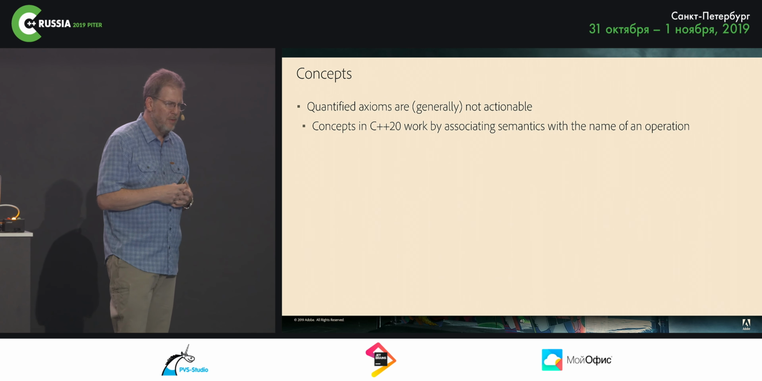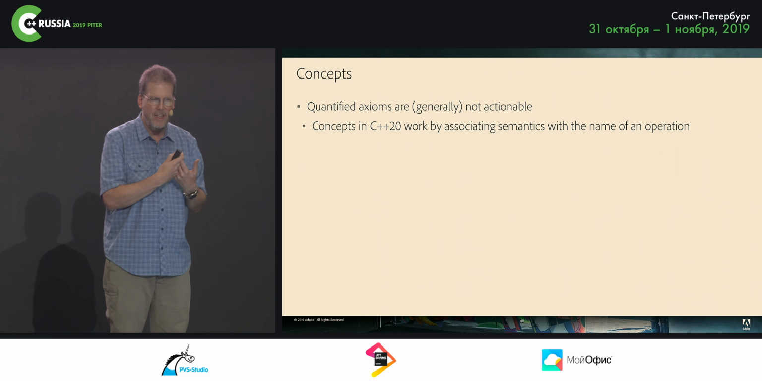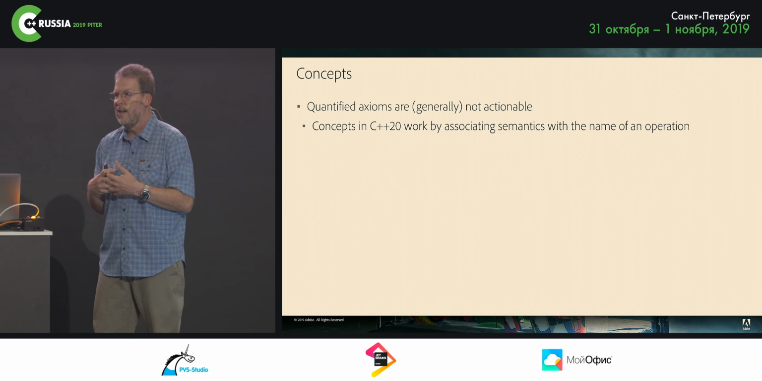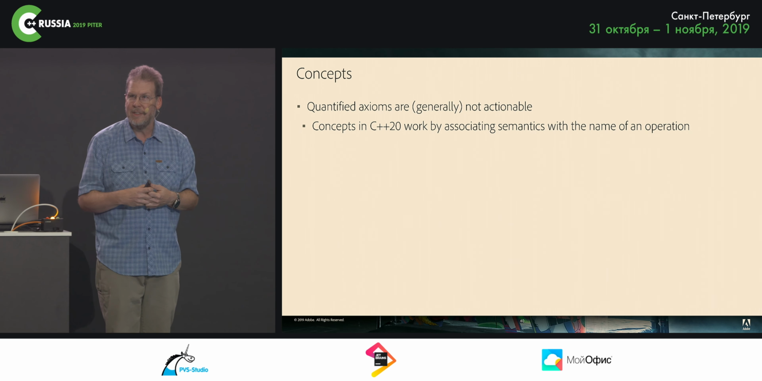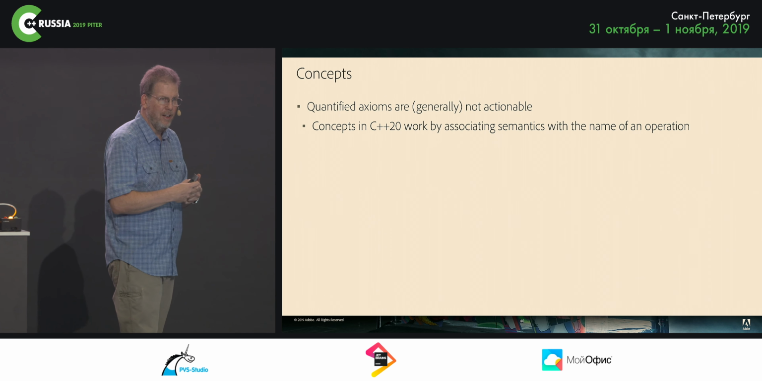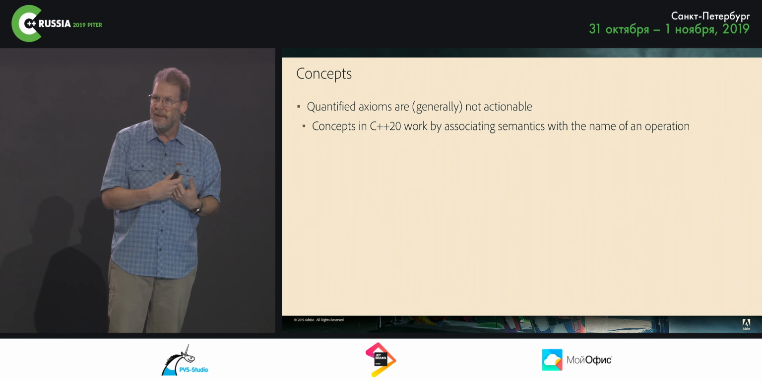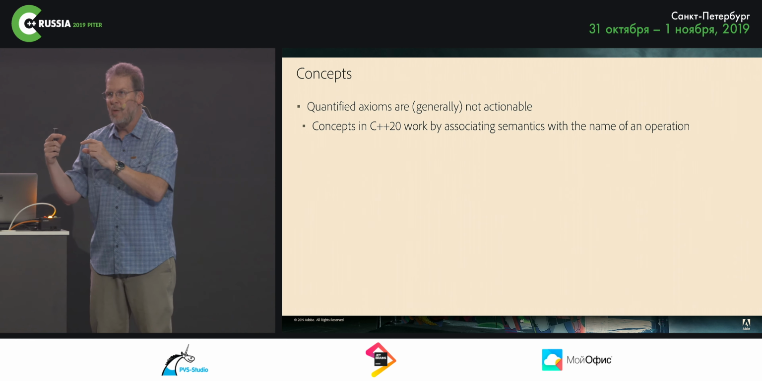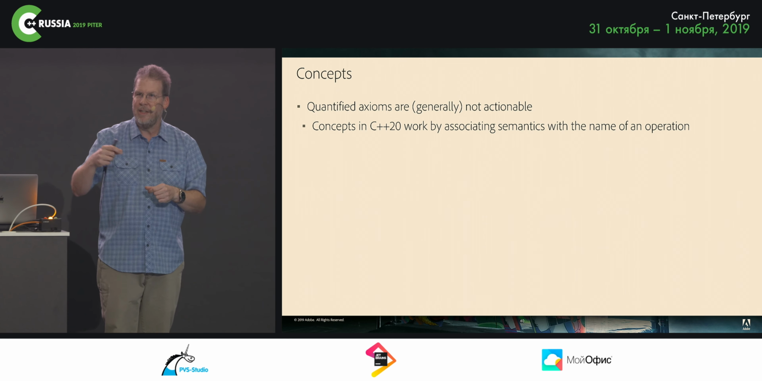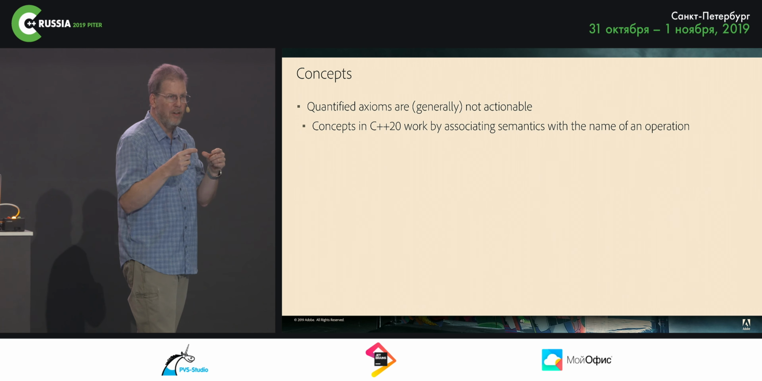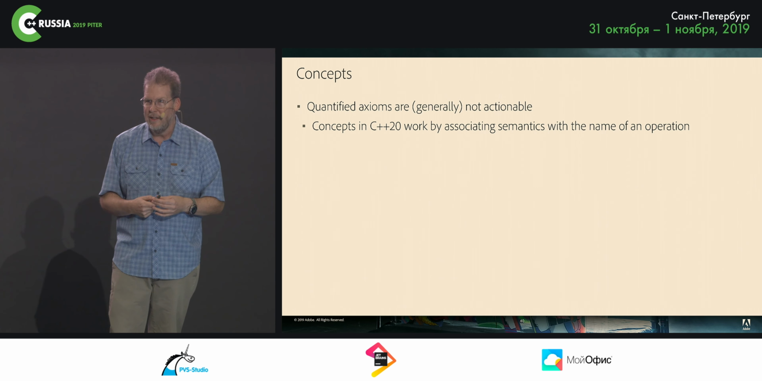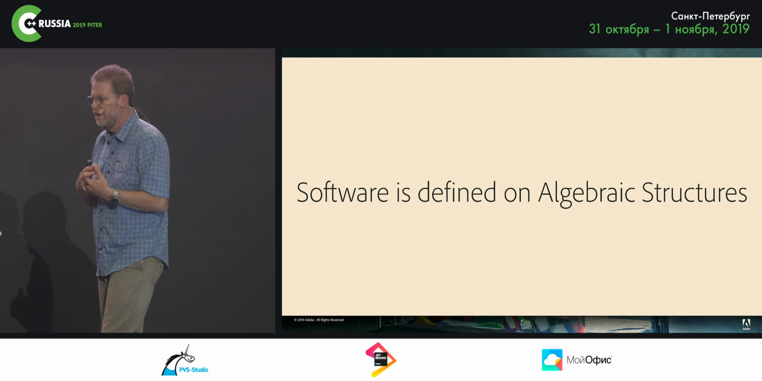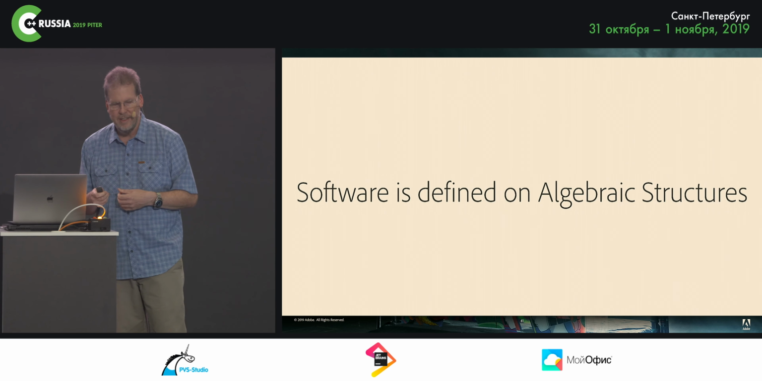So concepts in C++ work by associating those semantics with the name of an operation. So it's up to the developer to make sure that their equality satisfies the axioms. You have to do that outside of the language, typically in a proof. And what we say is that operator equal equal is required for this operation, right? In some place in the documentation it says, oh, and by the way, operator equal equal has to represent equality. So software itself is defined on algebraic structures. This is how software works.